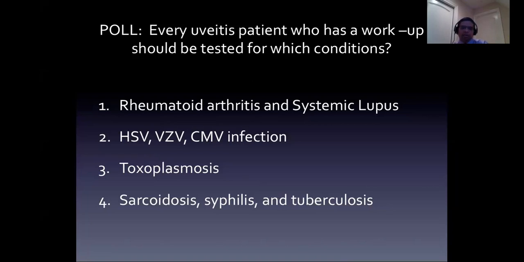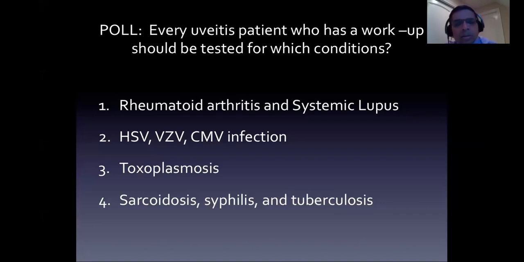But, as we talked about, all of these things are potential things to consider in the right setting, but there are 3 entities that should always be evaluated in patients who have uveitis, and that is sarcoidosis, syphilis, and TB. These are important because syphilis and tuberculosis are treatable and important from a public health perspective.